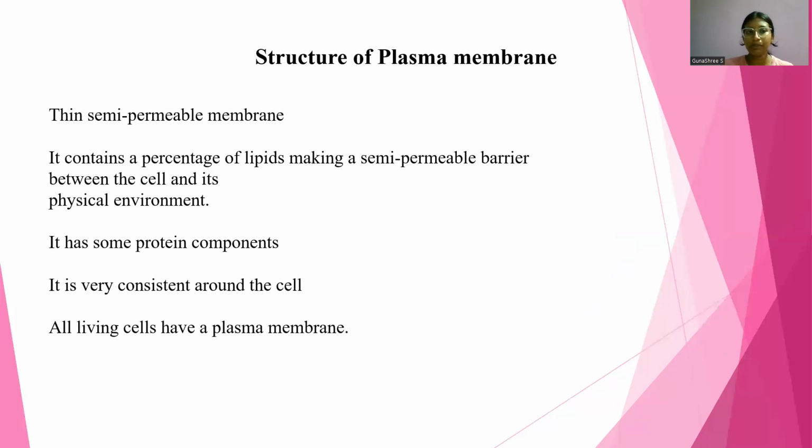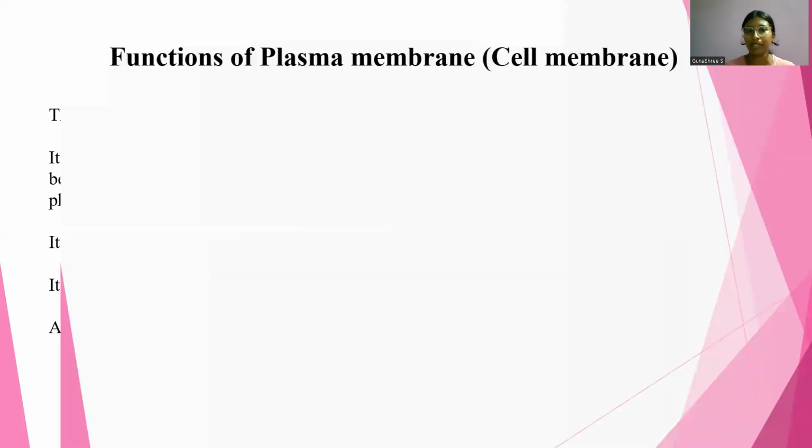Moving on to the next cell organelle, that is the plasma membrane. This is a semi-permeable membrane. It contains a percentage of lipids, making a semi-permeable barrier between the cell and its physical environment. It also has some protein components. It is very consistent around the cell, and all living cells possess a plasma membrane.